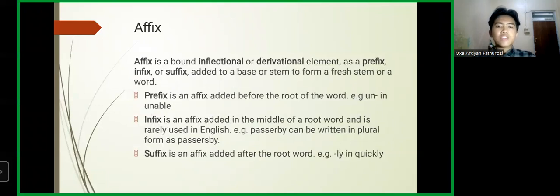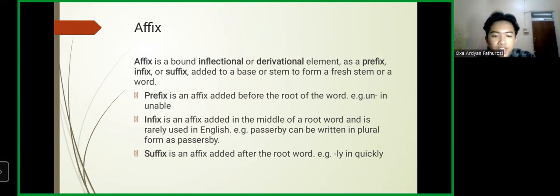Next one, we have affix. Affix is a bound inflectional or derivational element as a prefix, infix, or suffix, added to a base or stem to form a fresh stem or a word. The first one is prefix. Prefix is an affix added before the root of the word. For example, there is un in unable.